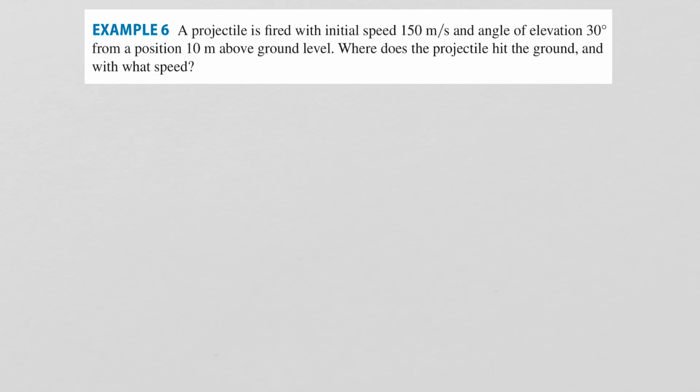In the last example, a projectile is fired with an initial speed of 150 meters per second and an angle of elevation of 30 degrees from a position 10 meters above ground level. Where does the projectile hit the ground and with what speed?